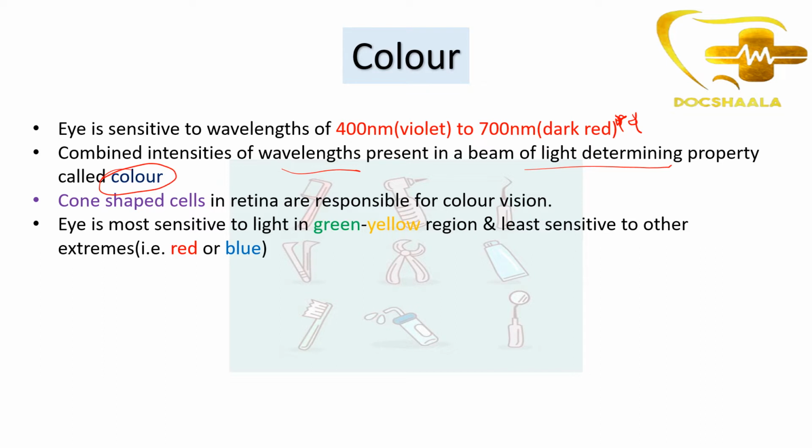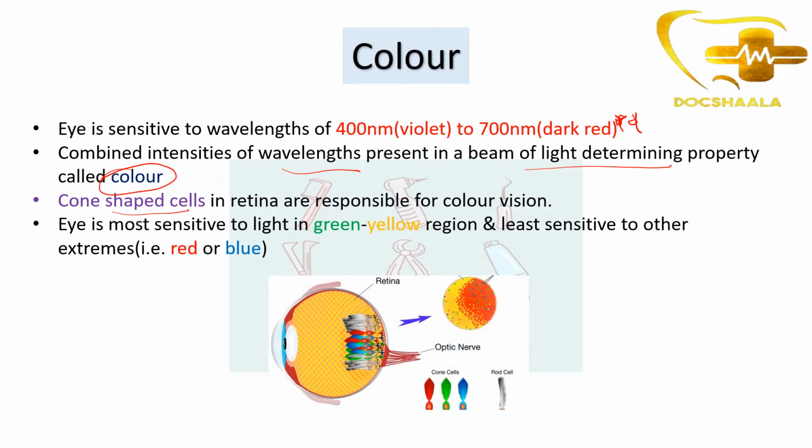The cone shaped cells which are present in the retina are responsible for color vision. Here you can see in this image, these cells are responsible for color vision that we perceive from the eye. The eye is most sensitive to light in the green yellow region, and it is least sensitive to light on the other extremes, that is red or blue.